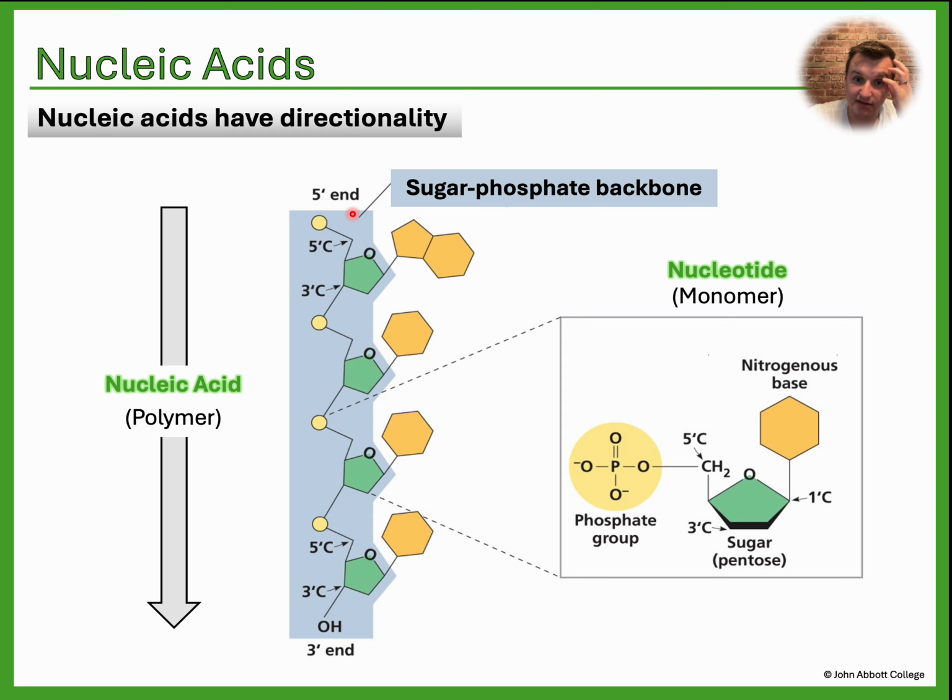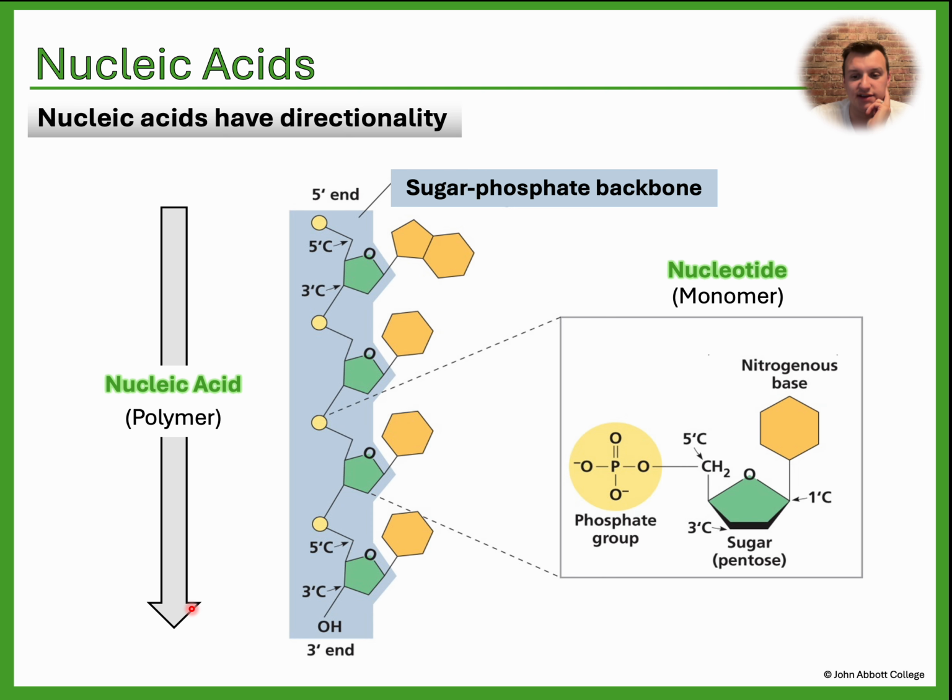And this is what we call the sugar-phosphate backbone. This is phosphate, sugar, phosphate, sugar, phosphate, sugar, phosphate. That's the backbone that keeps repeating. What changes is the nucleotide base. This could be A, T, C, G, right? It might change up. So that's our polymer over here.